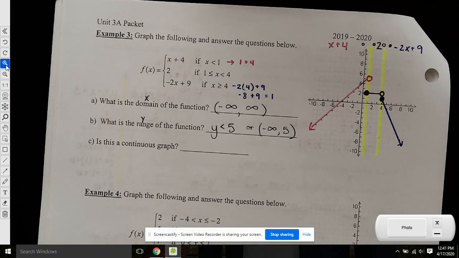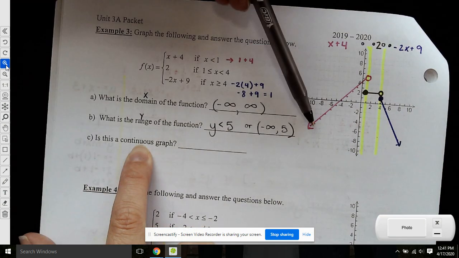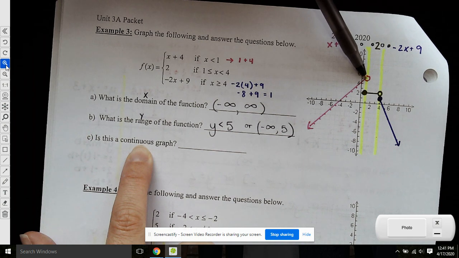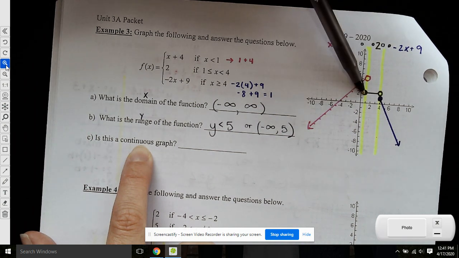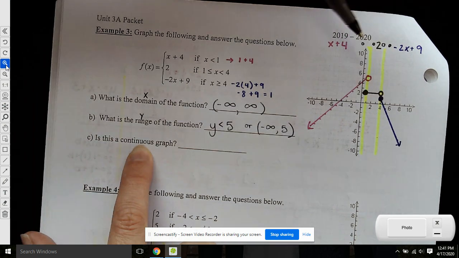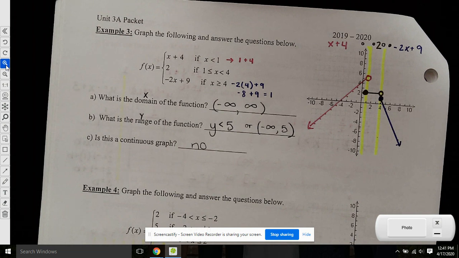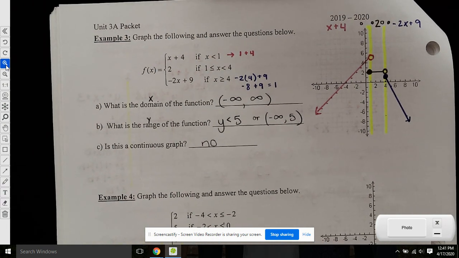Now, when we wrote the functions, we talked about continuity. If it's continuous, I would be able to trace this without picking up my pencil. Notice here, I have to pick up my pencil. Again, I have to pick up my pencil. It is not continuous. And there you go. There's example 3.